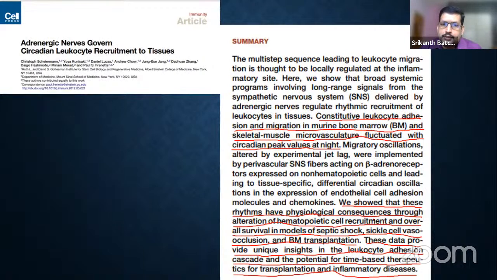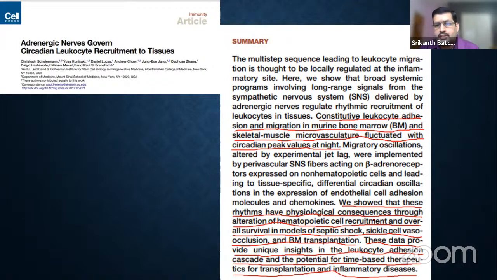We showed that these rhythms have physiological consequences. I'm just reading the underlined part, although the entire paragraph is very important. So have physiological consequences through alteration of hematopoietic cell recruitment and overall survival in models of septic shock, sickle cell vasoocclusion, and bone marrow transplantation. So these data provide unique insights into the leukocyte adhesion cascade and the potential for time-based therapeutics for transplantation and inflammatory diseases.